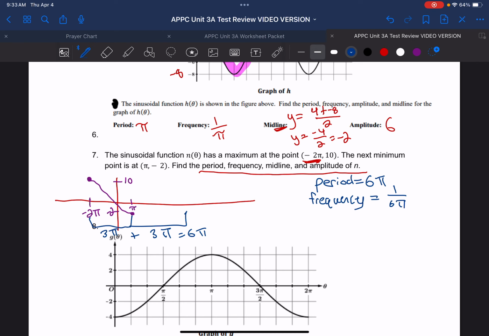And then I need to find my midline next. And remember, it's always going to be y equals something, my max and my min. My max plus my min over 2. It's halfway between, so 10 plus -2 over 2. And that will give me y equals 4. So the distance between my midline and my max or min is 6. So my amplitude is 6. I promise the amplitude would not always be 6, but it was in this case.